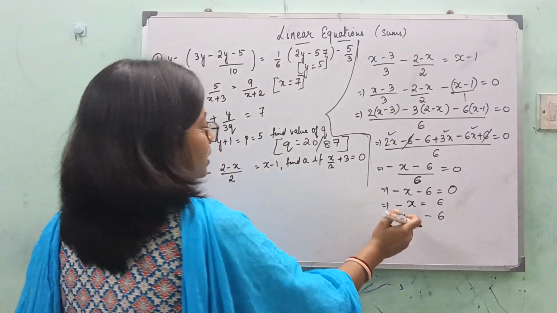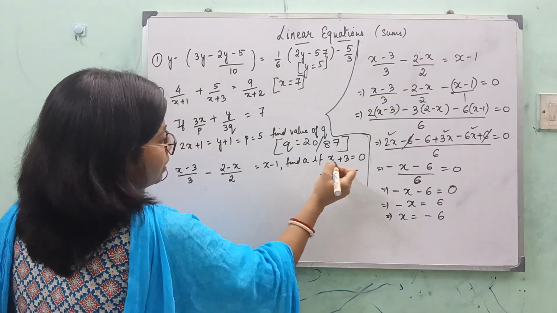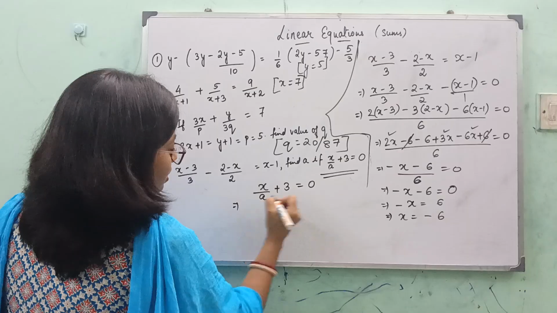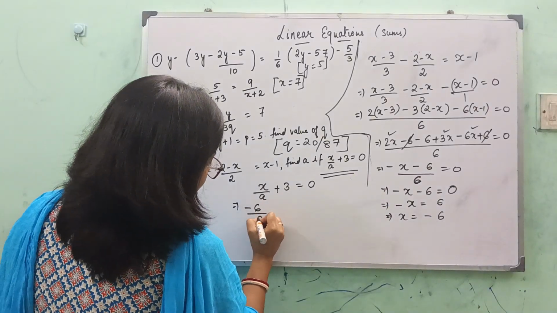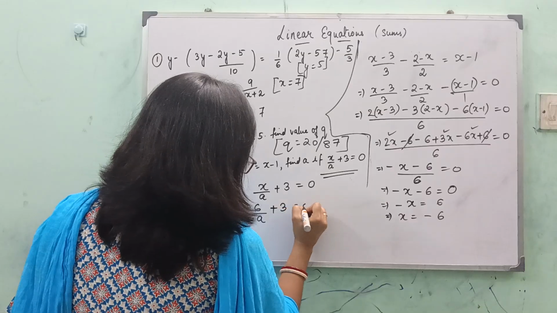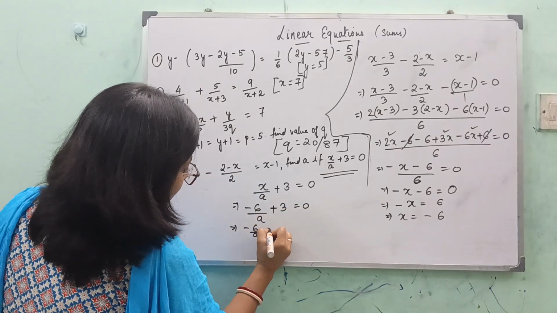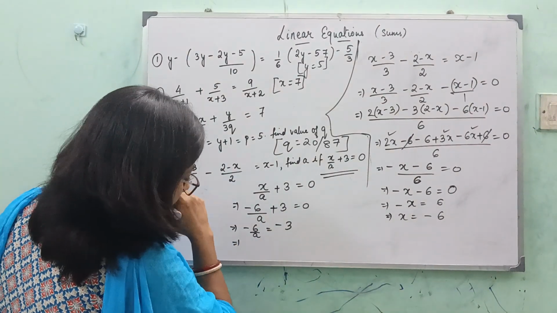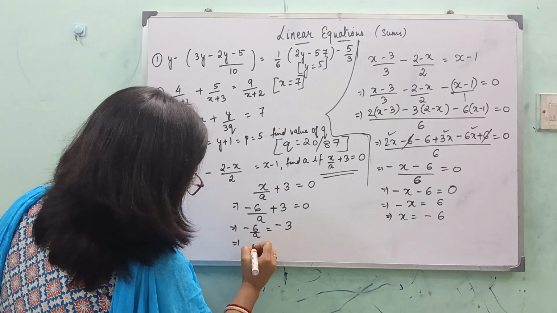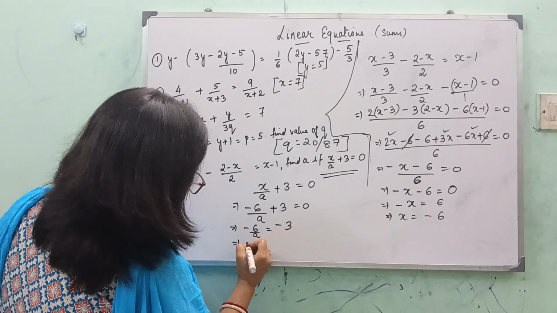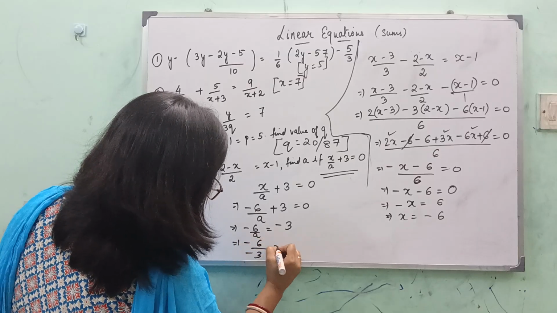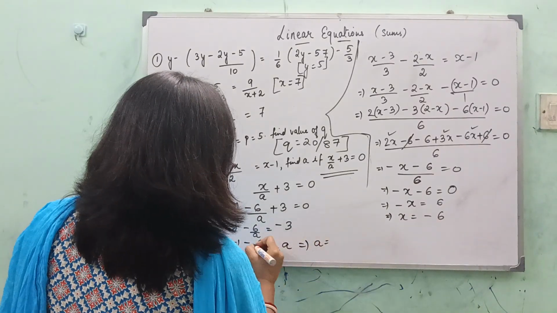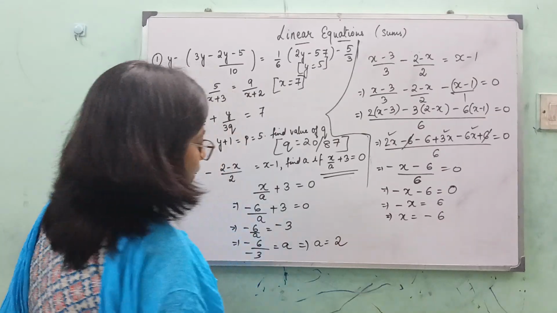Now this doesn't end the sum here because there's another part in the sum. We have to find the value of a. So it is given x by a plus 3 equal to 0. So x's value we have got minus 6. So minus 6 by a plus 3 equal to 0. So minus 6 by a equals to 3 is taken to the other side, becomes minus 3. So now what we will do? Now a I'll take this side, minus 6 by minus 3 equals a. Alright, that becomes a equals minus 6 by minus 3 is 2. So the value of a is equal to 2.